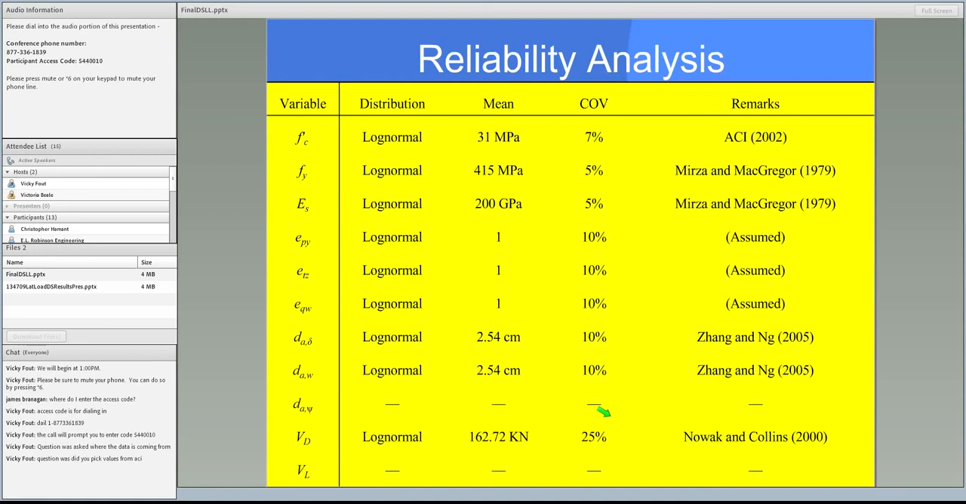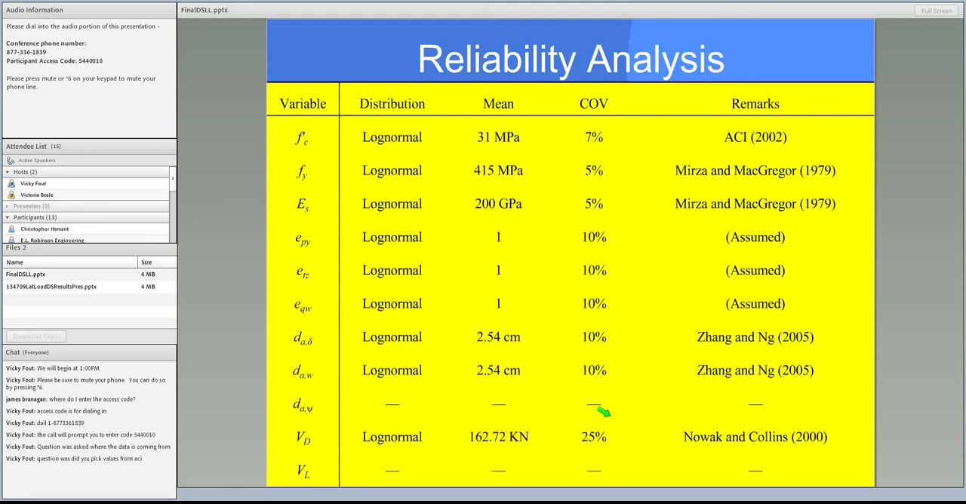This table summarizes the input to the program. The first three are related to concrete or steel. The three EPY, ETC, and EQW are the model errors for the PY curve, TC curve, and QW curve. And for the D here, we have three parameters: D delta, DW, and D phi. They are the allowable displacement for lateral deflection, vertical movement, and angle distortion. And we also have the load over here.